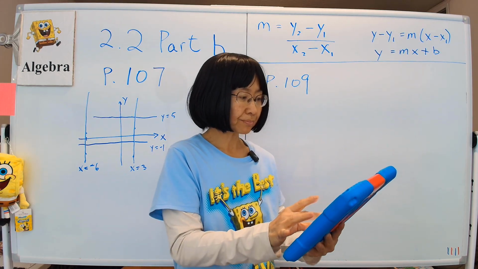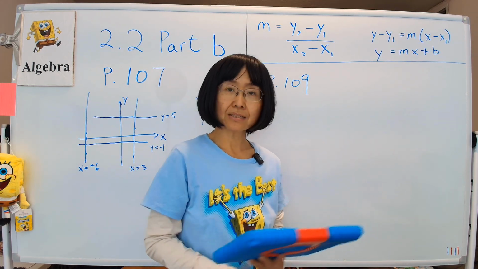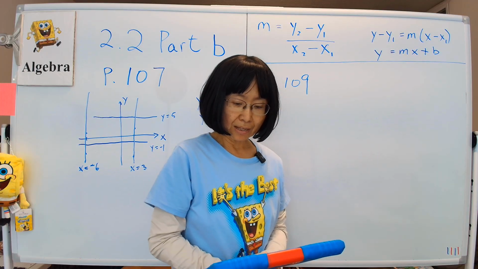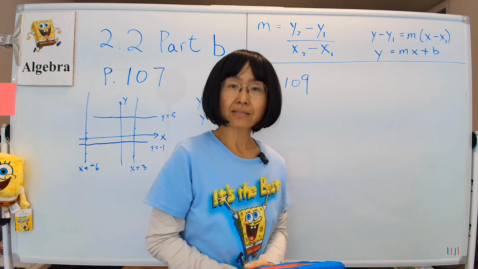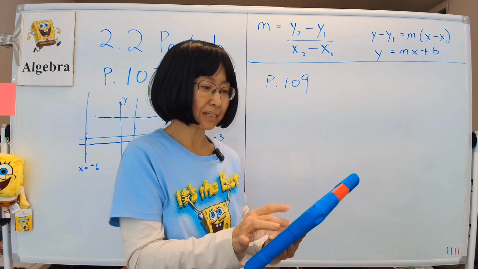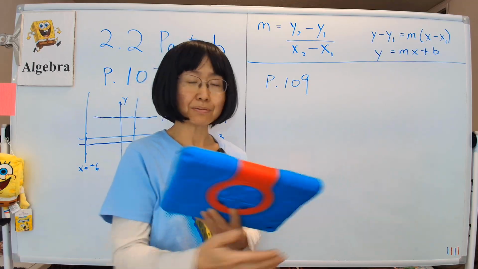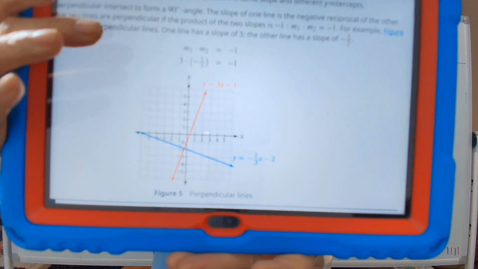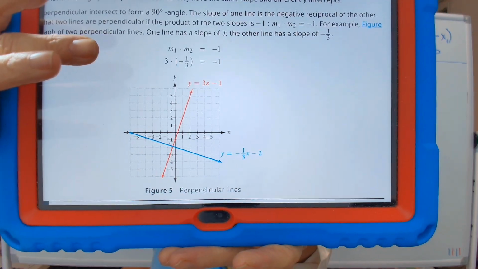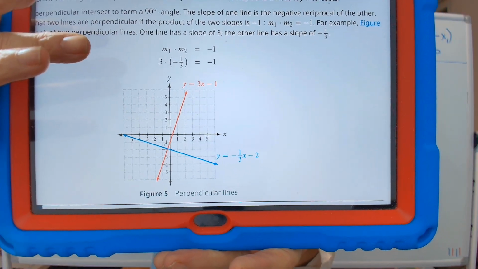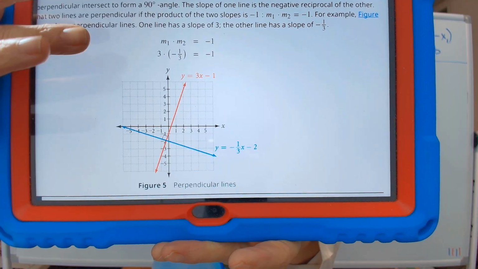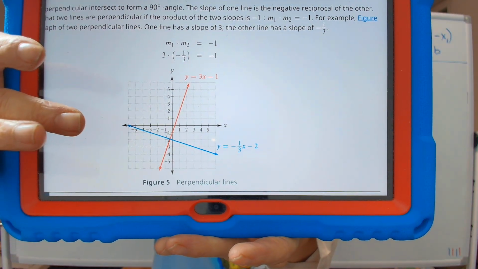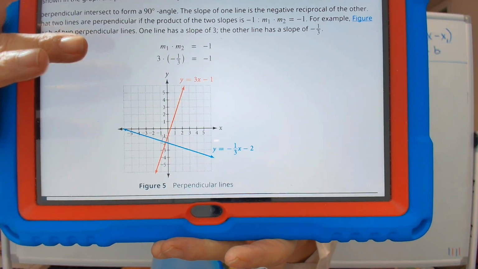Now the next concept is the perpendicular line. Now perpendicular lines have a specific quality. That is, if you have 2 lines that are perpendicular, that's only possible if the slope of the first line, we'll call it m1, times the slope of the other line, m2, happens to be -1.